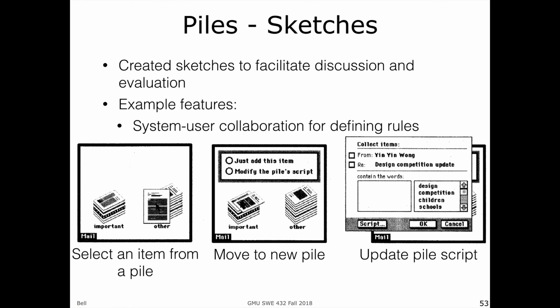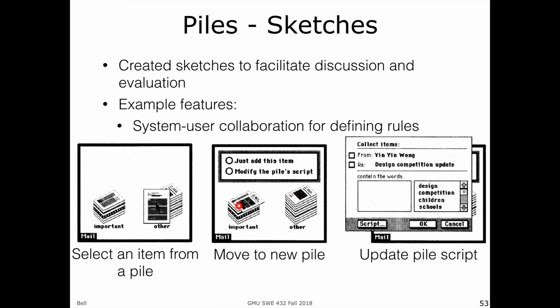You can envision then how you might have this collaboration between the system and the user for defining these new rules. So I can see here in this first frame that there are two system-created piles because they are nicely stacked neatly. And we're showing in the storyboard that a user is selecting an item from one pile. Here I clicked on, I guess, the top thing from the other pile. And now it shows up because I selected it. And then we drag and drop it onto the important pile.